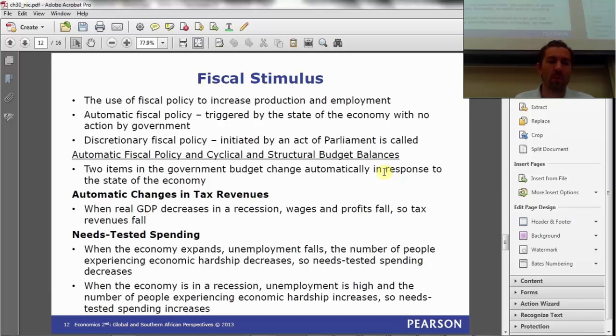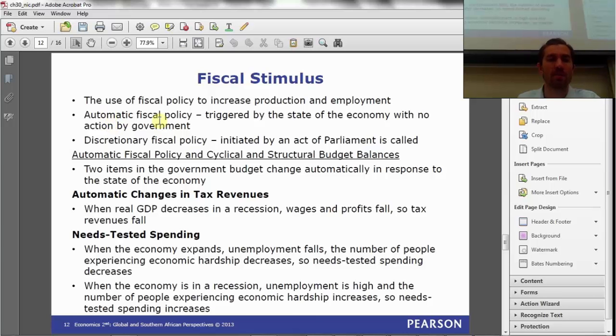Otherwise, back to what we've generally spoken about when we talk about the government's role in the economy. It usually has to do with fiscal stimulus. In other words, increasing government spending or decreasing taxes. Fiscal stimulus comes from the word stimulate, so it's to use fiscal policy to increase production and employment. Okay? And there are two different ways in which this can happen.